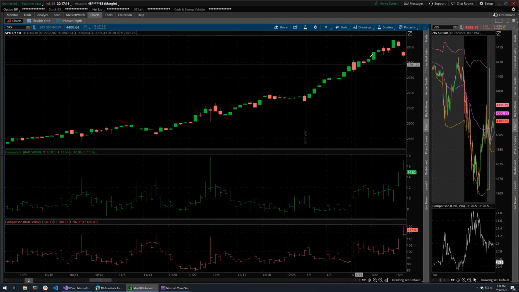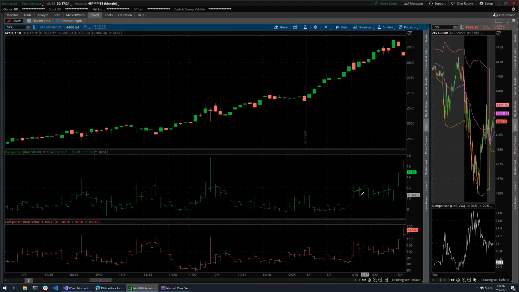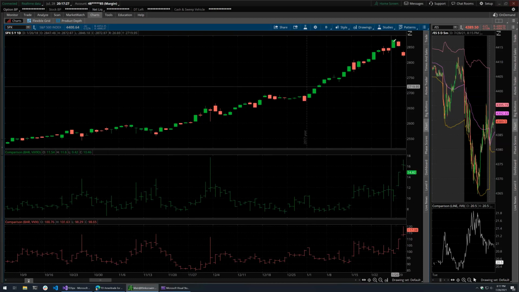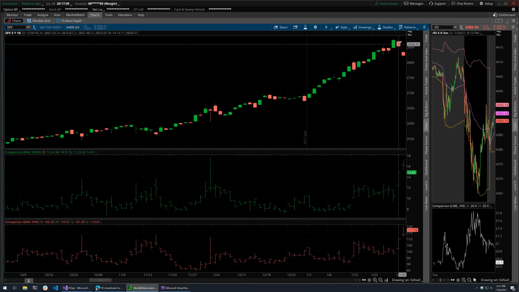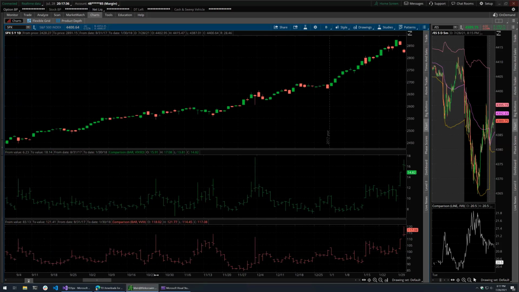This was really interesting here in the beginning of 2018. The market is just going up and up and up, but volatility, the 9-day VIX, is also going up. And then right on this day, right after this big green candle, this red candle, volatility spiked. And then of course, everything fell apart. Same thing with VVIX.